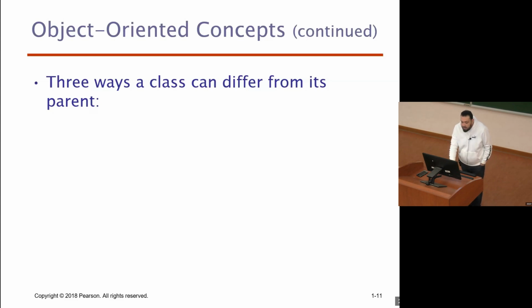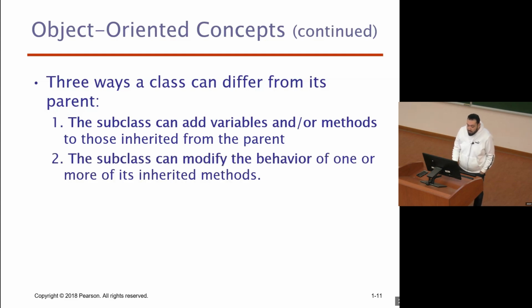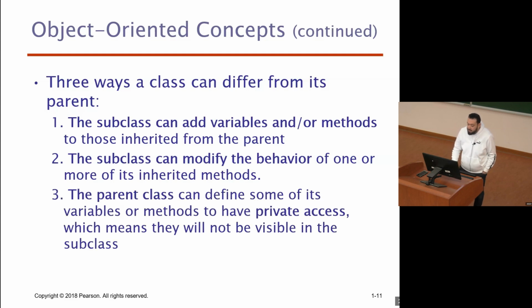Now, from the slides of the book, the 3 ways a class can differ from its parent. The subclass can add variables. So of course, as we said, the simplest way is just to inherit everything, but actually you can add different things, as we saw in the example of the animal and dog. The subclass can modify the behavior of one or more of its inherited methods. The parent class can define some of its variables or methods as private. Like if something in the main parent class is private, you cannot access it in the main, for example.